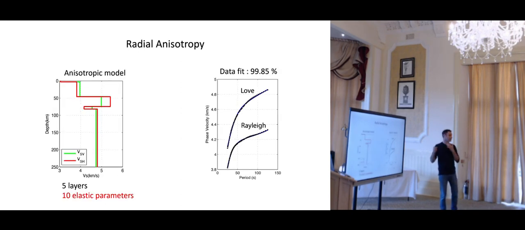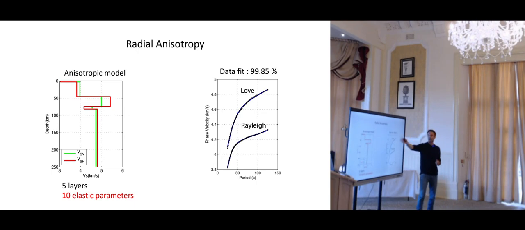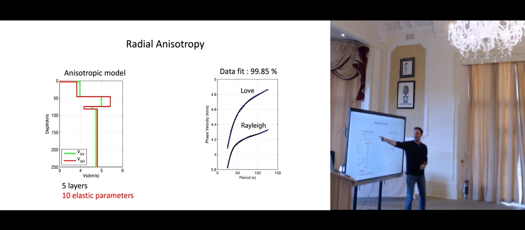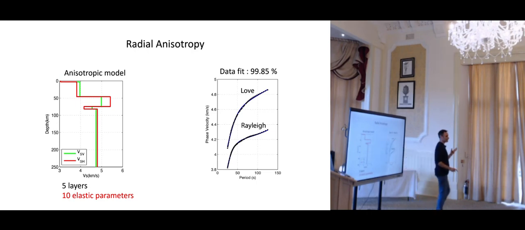With a Monte Carlo algorithm, now you all know how they work, we can find a simple model with 5 anisotropic layers, and this model fits the data very well. Each layer is described by 2 parameters, VSH and VSV. VSH is the velocity of horizontally traveling, or horizontally polarized, waves.